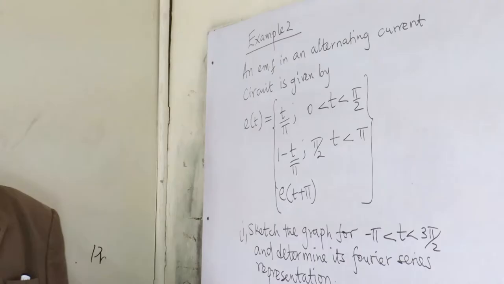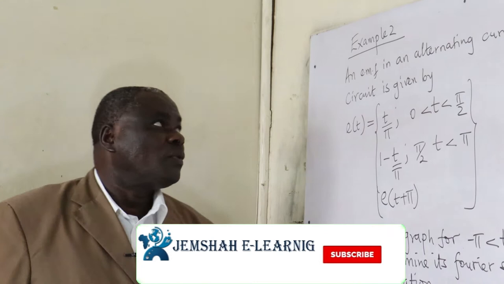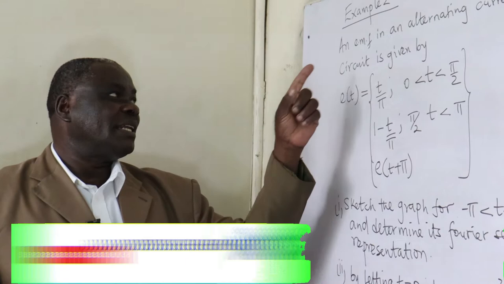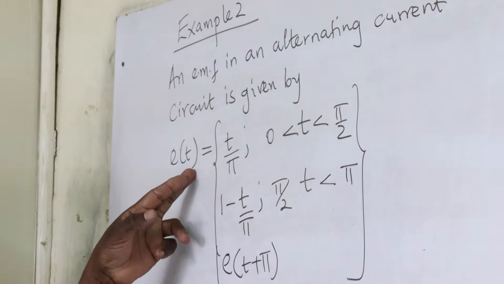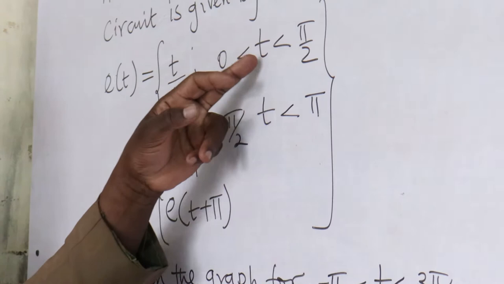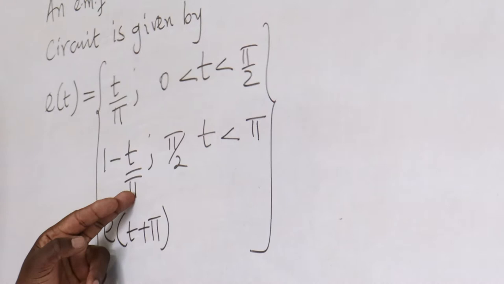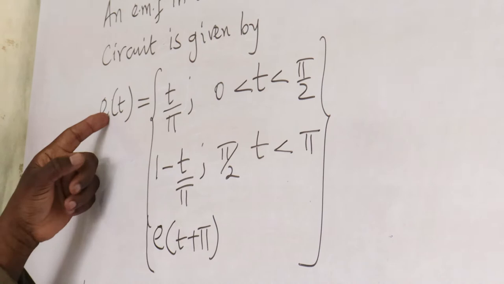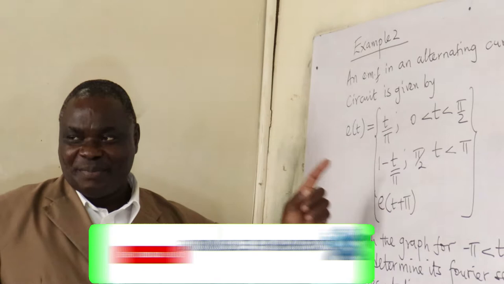So now, we have our example two. An EMF in an alternating current circuit is given by E of t, E as a function of t, which is equal to t all over pi, for t in between 0 and pi all over 2. And it is 1 minus t all over pi, for t in between pi all over 2 and pi. And this is a function which is of period pi. The period is now pi, not 2 pi.